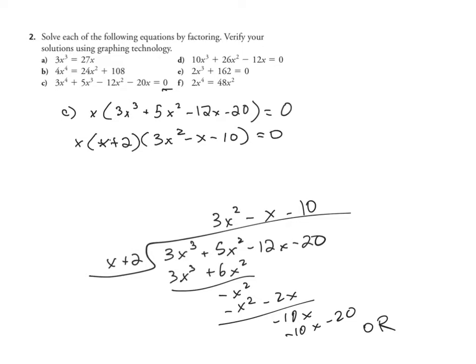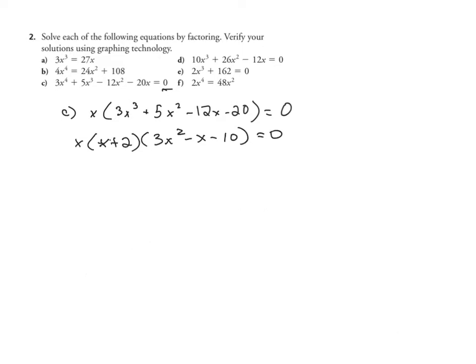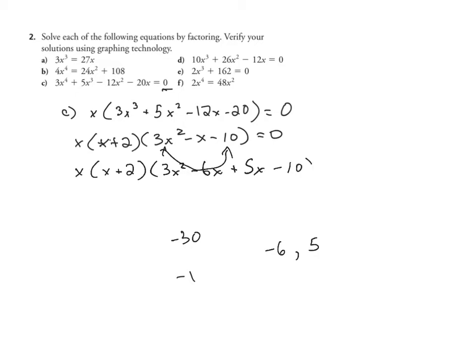Now we have a quadratic. That should be pretty easy to factor. x plus 2, let's see, two numbers that multiply to give -30 and add to give -1. Well, that's going to be -6 and +5. 3x squared minus 6x plus 5x minus 10 equals 0.